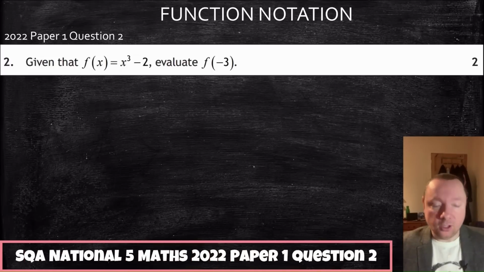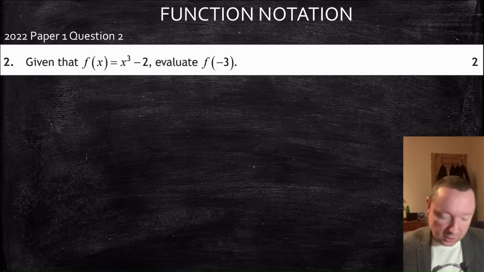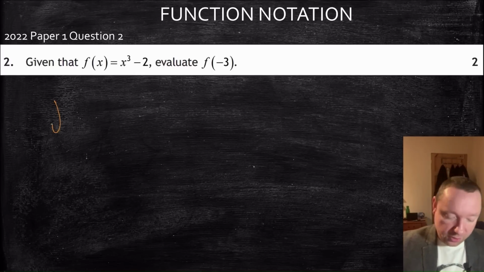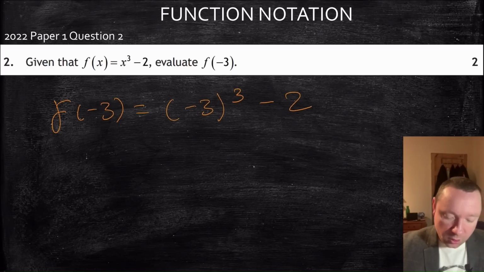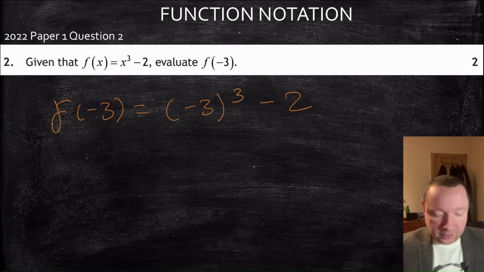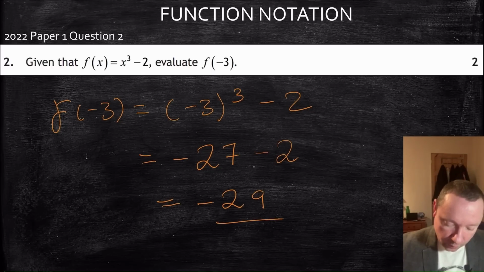And finally, for functions, National 5 Maths 2022, Paper 1, Question 2, just last year. f of x is x cubed minus 2. Find f of minus 3. f of minus 3 equals minus 3 cubed, take away 2. Minus 3 cubed, well, 3 times 3 is 9, times 3 is 27. So that gives me negative 27, take away another 2, which is negative 29.